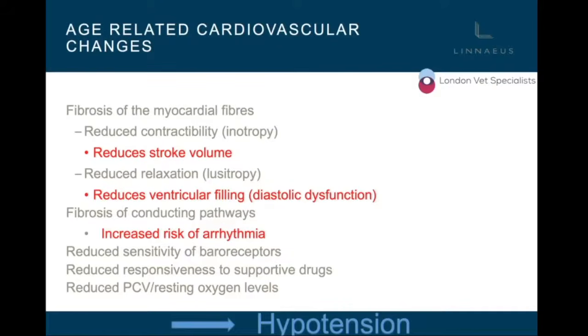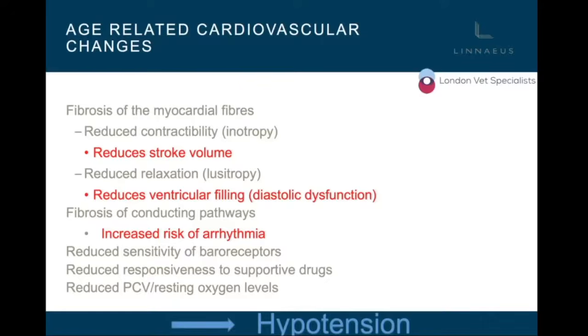Additionally, fibrous tissue is not particularly elastic, so we have a reduction in relaxation of the heart, or decreased lusitropy. And the consequence of that is that the heart is less able to fill. Even if you have a long diastolic period with good venous return to the heart, it is not able to relax and take as much blood as it would have in youth. So this reduced contractility is a dysfunction of systole, and we also have this reduced filling, which is a diastolic dysfunction. Finally, if the fibrosis occurs within the electrical conducting pathways of the heart, this may predispose the animal to an increased risk of arrhythmia.